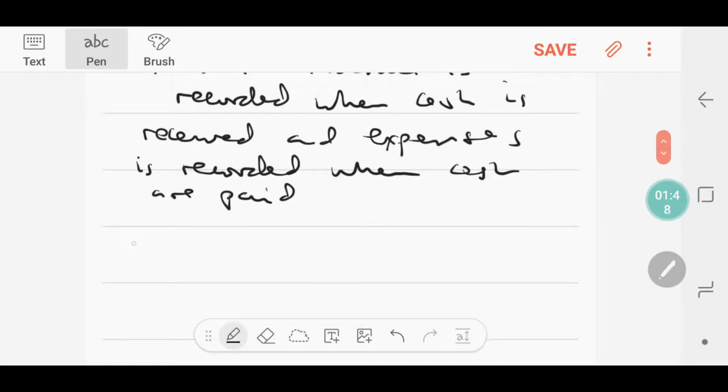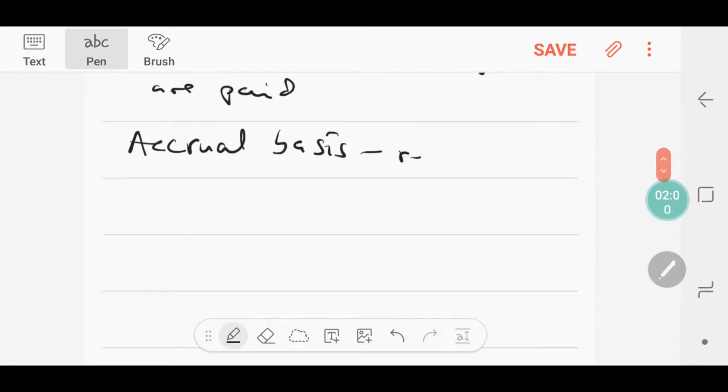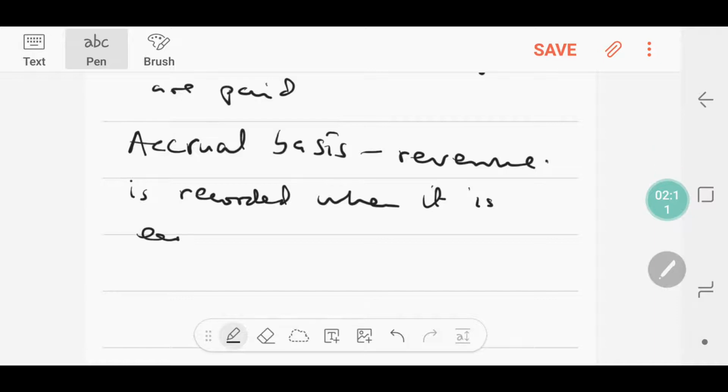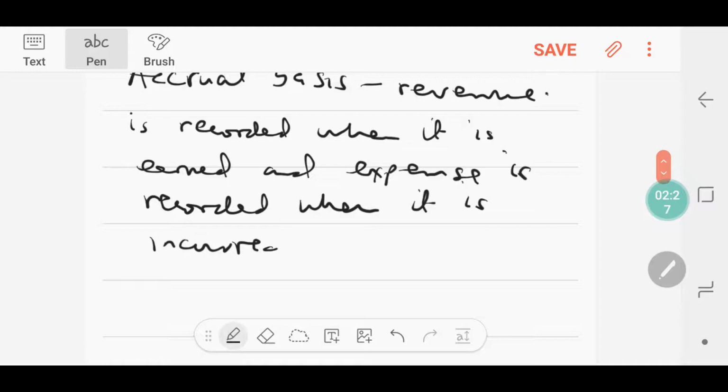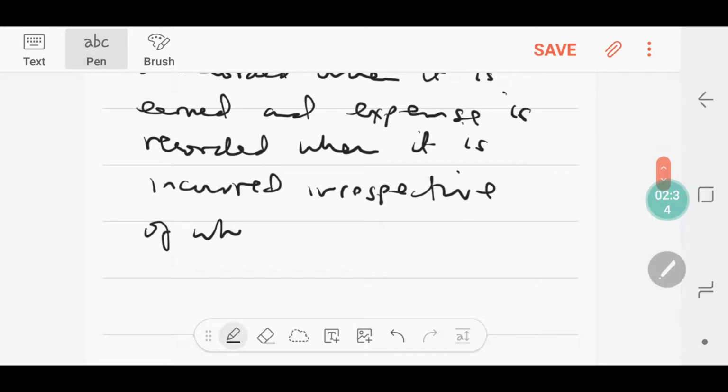This is different from accrual basis. In accrual basis, revenue is recorded when it is earned and expenses are recorded when they are incurred, irrespective of whether cash is paid or received.